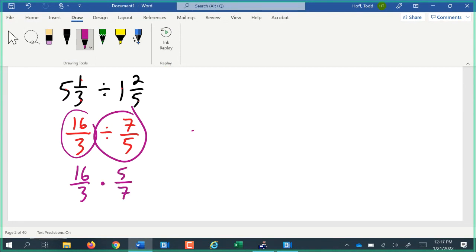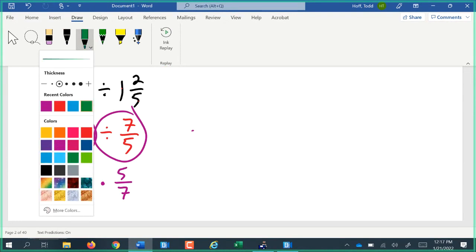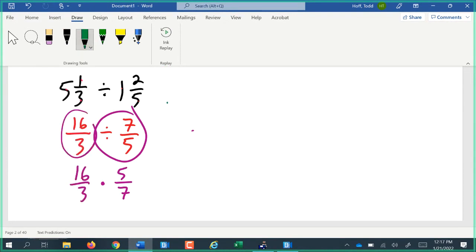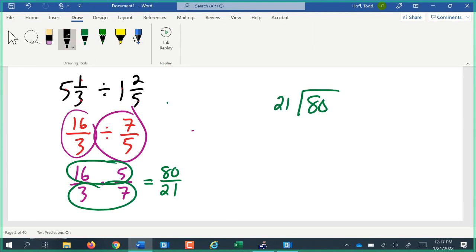Now, this is multiplication in every way. If something could cross-cancel, we could go ahead and cross-cancel it here. In this case, nothing does cross-cancel. So we'll do 16 times 5 is 80. 3 times 7 is 21. Now we do still have to reduce this into a mixed number. So 21 goes into 80 3 times. 3 times 21 is 63. We subtract, we have 17 left over. So this is 3 17/21.